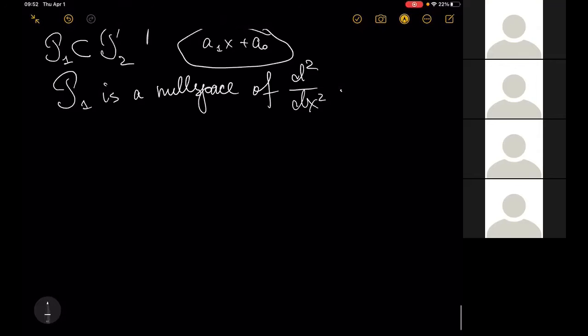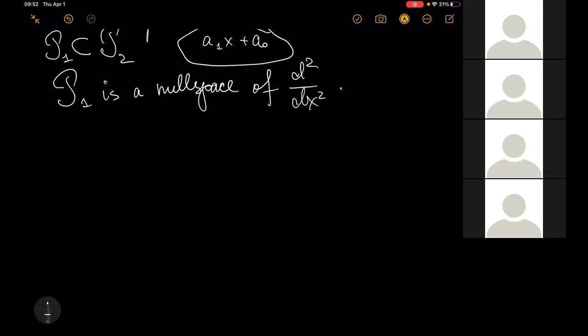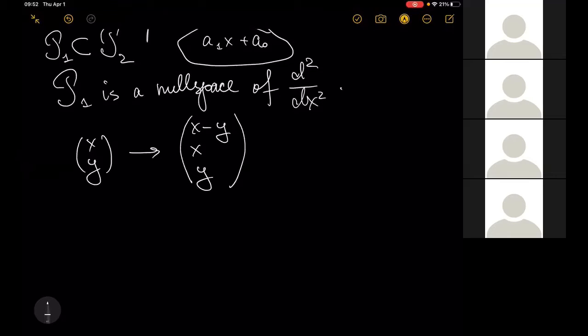Okay, another example. Let us consider the following map. In other words, we consider a homomorphism from R2 to R3, right? Is it clear or not? Any questions?